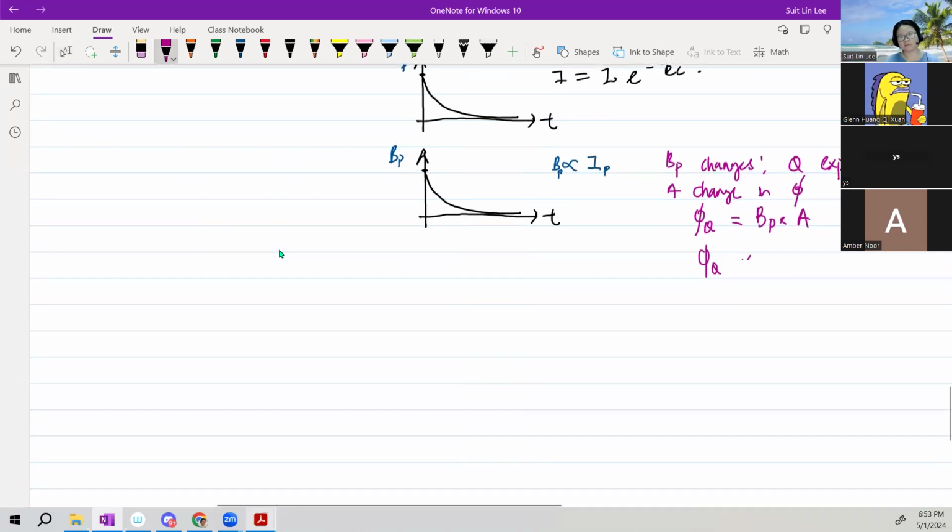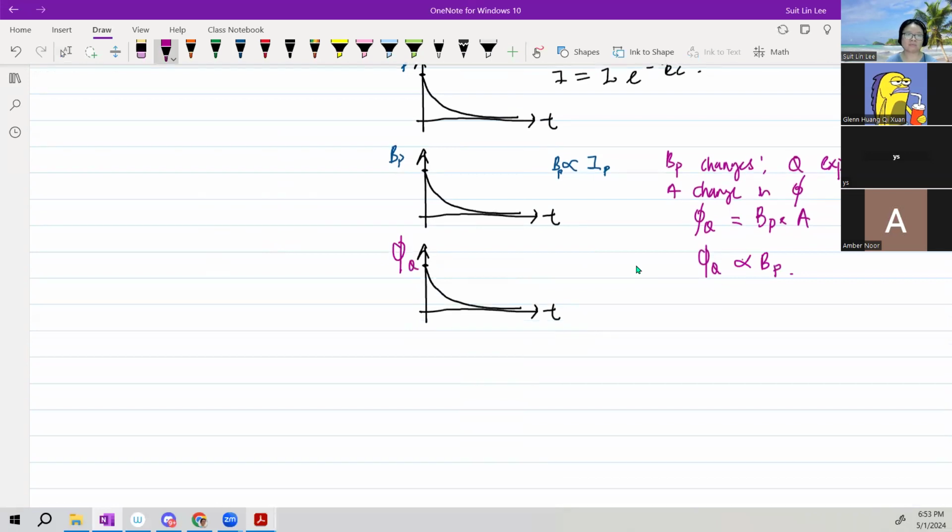Okay. So then the flux in Q is proportional to BP, which brings me to the point where I can paste the graph again and call this the flux in Q. And based on my understanding of induced EMF, the induced EMF E is proportional to the rate of change of flux in Q over dt. EMF in Q, Faraday's law.